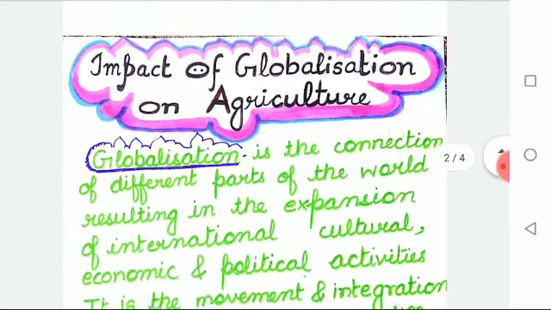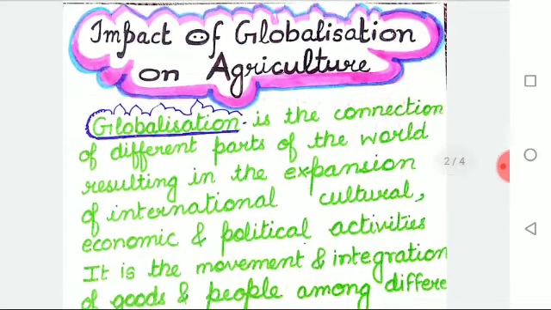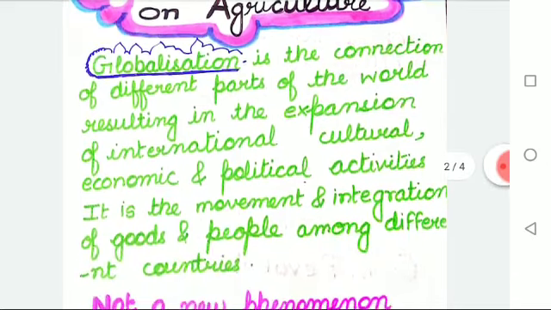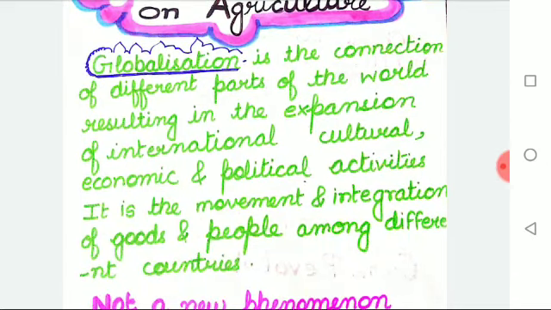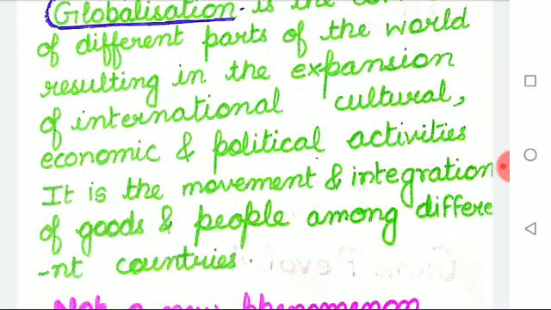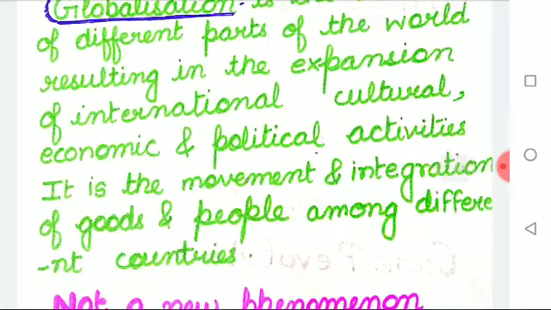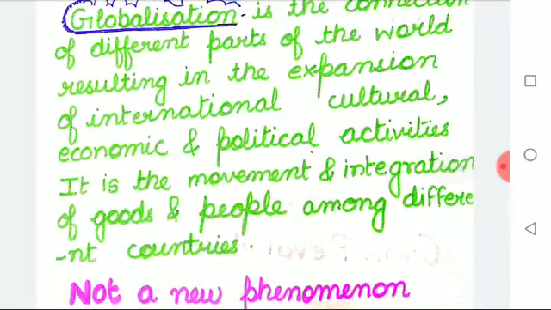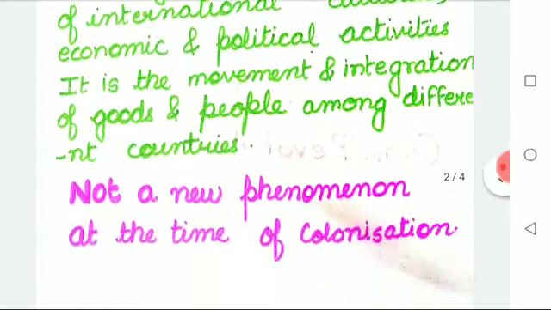Let's proceed. Children, today we are going to learn about the impact of globalization on agriculture. Globalization, a very common term which we are using nowadays. But what do we mean by it? It is the connection of different parts of the world resulting in the expansion of international, cultural, economic and political activities. It is the movement and integration of goods and people among different countries.